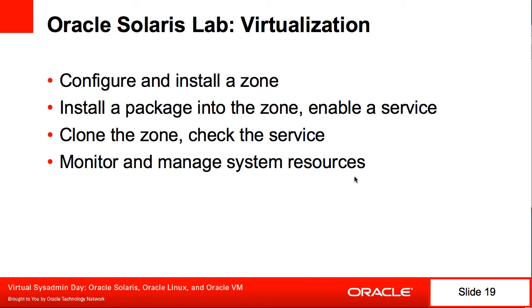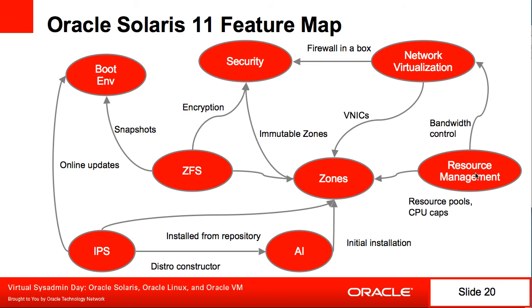In the lab, you will configure and install a zone, install a package into it, and make sure you have enabled its services. Then we will clone that zone, creating our second zone. You will see that magically the web server we have enabled in the first zone will be up and running in the clone right after the first boot.